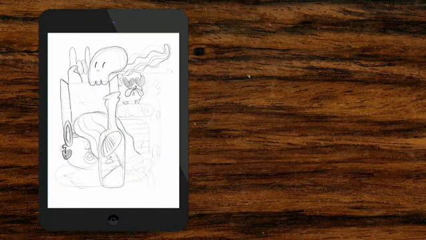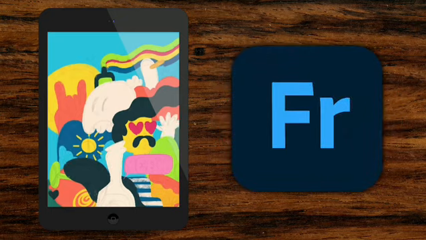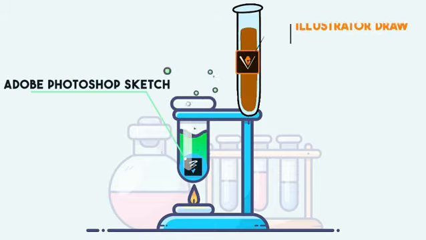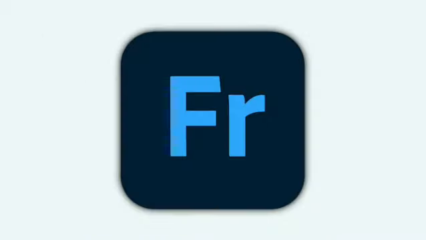Following Procreate's boom in the art community, Adobe tried their hands at a similar software model and came up with Fresco. Previously, Adobe had two apps for drawing and painting, Adobe Photoshop Sketch and Illustrator Draw. Adobe then took these two software, combined them, and they became Adobe Fresco.